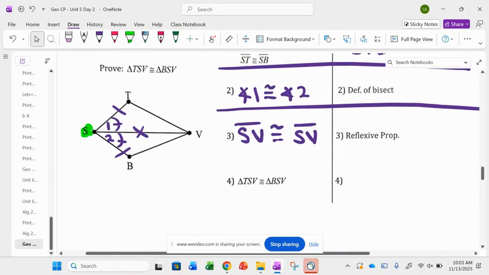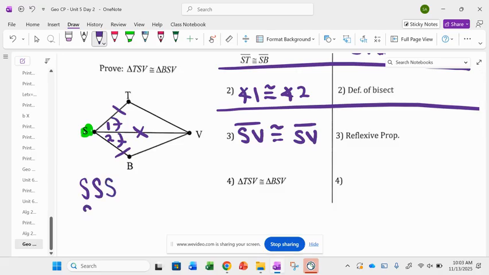And now lastly, our triangles will be congruent. And remember, when the triangles are congruent, it's either SSS, SAS, or ASA. Maya, which one is this? Perfect, SAS.